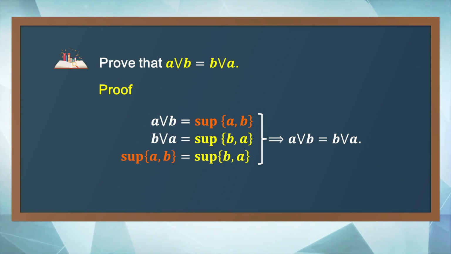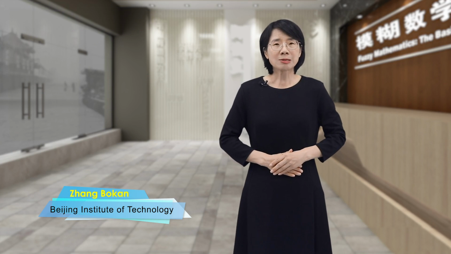This completes the proof. Now we have proved that the algebraic structure induced by the lattice obeys the idempotent laws and the commutative laws. That's the end of this lecture. Next time, we will talk about some of the other properties in this algebraic structure.